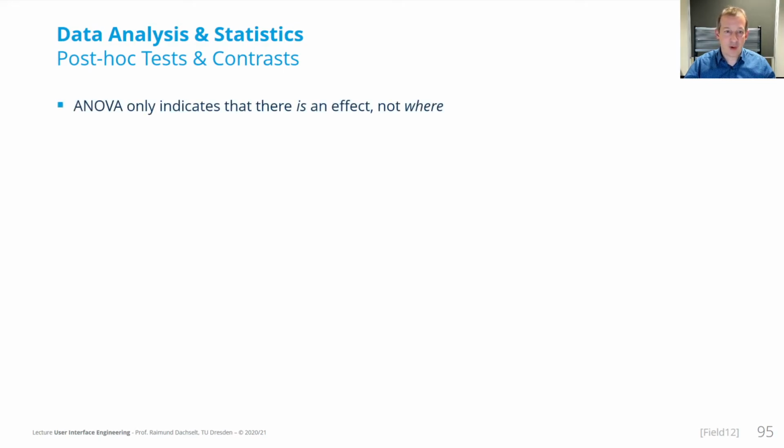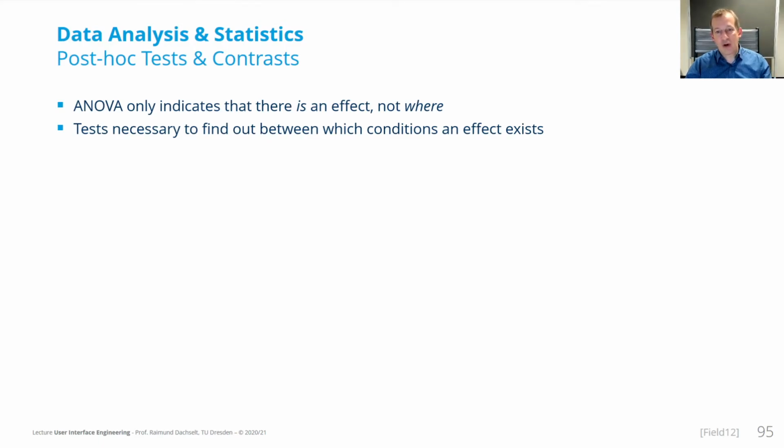So for ANOVA, you can only find out that there is an effect, but you don't know exactly where the effect is. So that's an interesting aspect. So you have to test between which of the conditions the effect exists. For example, you know there is maybe an interaction between the interaction type and maybe the task type or the screen size. And you still have to find out between which conditions exactly the effect exists. So say, is it maybe only faster for the spatial one or not?